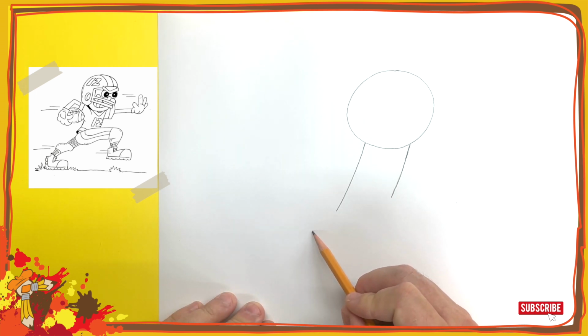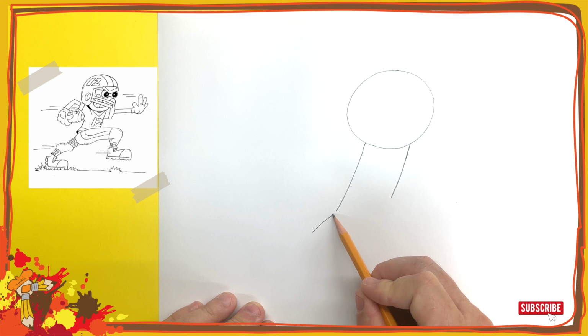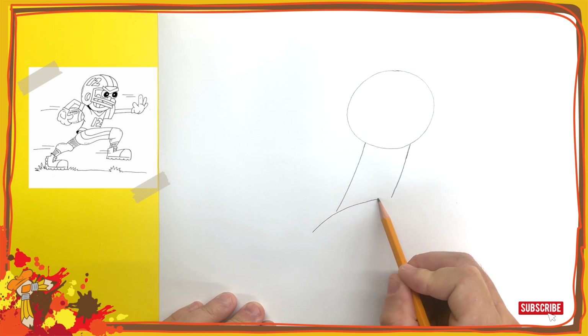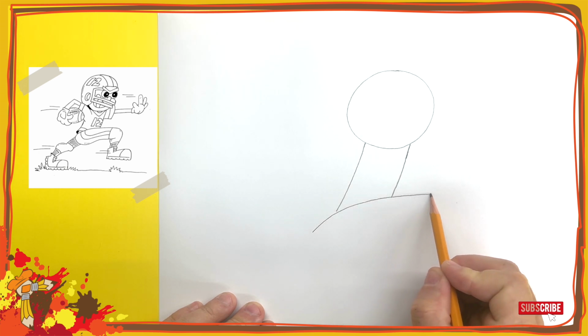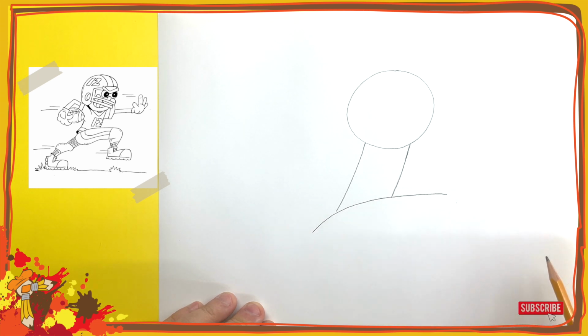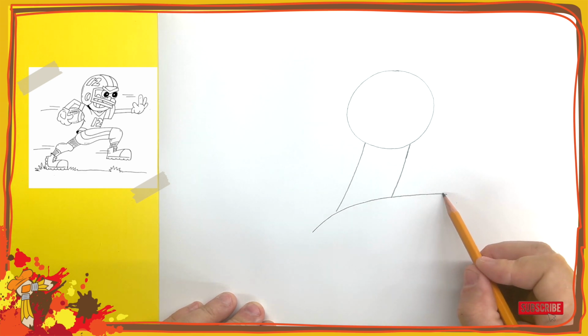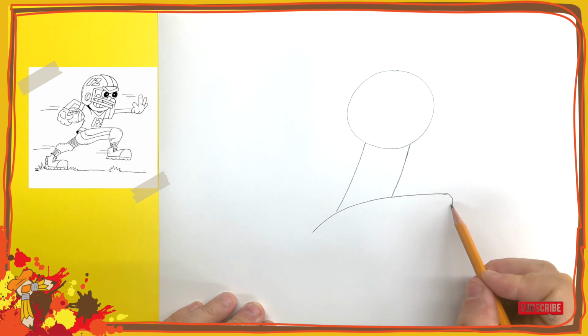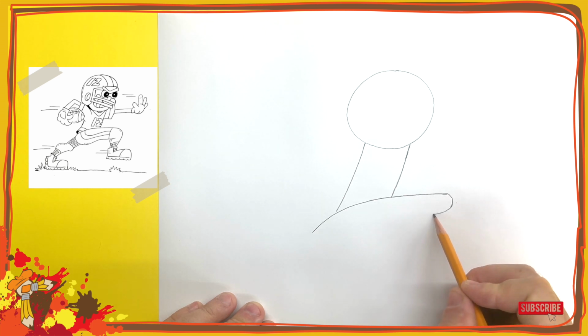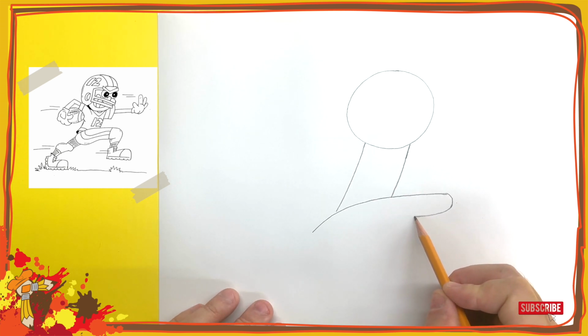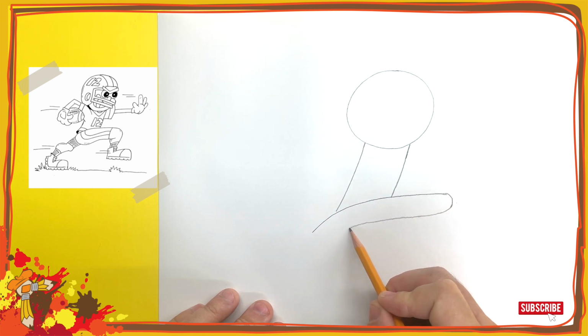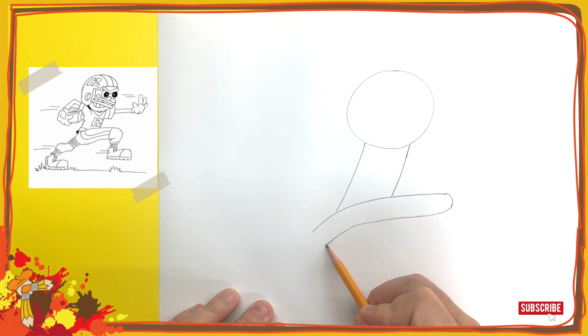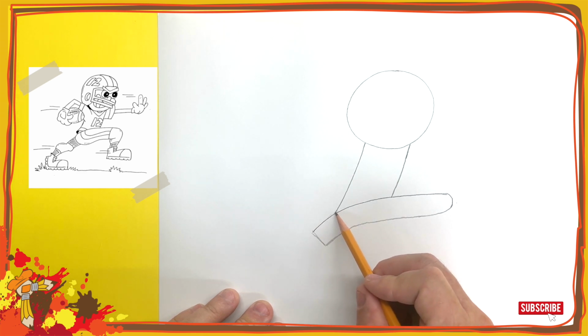For that, we're going to draw a curve right under these two lines. Just like that right there. Then we're going to bring it down. We're going to just follow this top curve, come down, and then we'll just connect it right here. So that is the beginning of his legs.